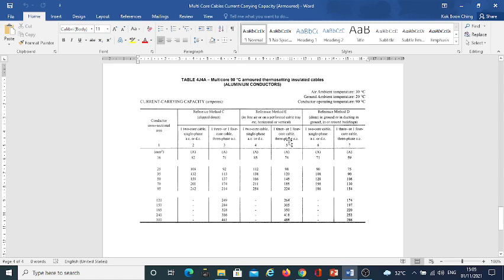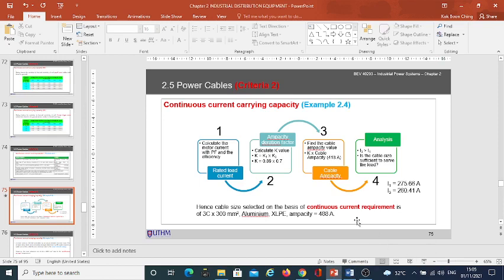Either it's a 3 or 4 core cable. So that's why this is the ampacity, the current carrying capacity in amperes, or we call it ampacity. So this is the ampacity for 240, and this is the ampacity for 300. It is 488. So that's why I wrote here 488 ampere for the ampacity for the new size of the cables.